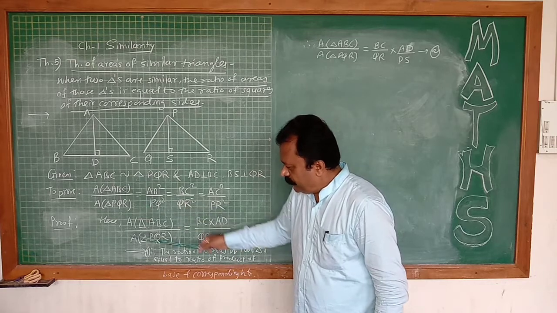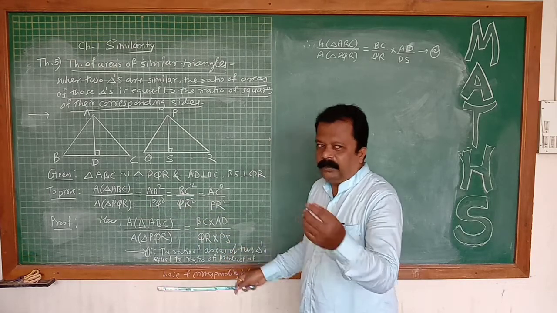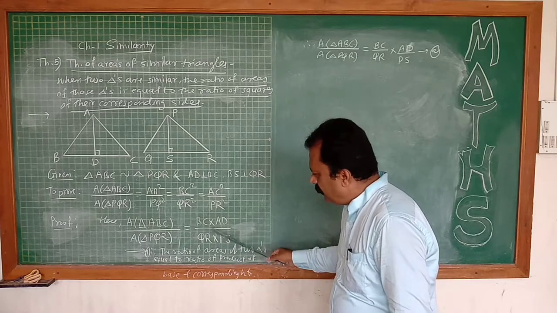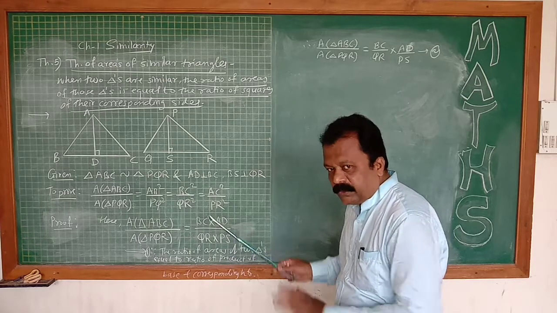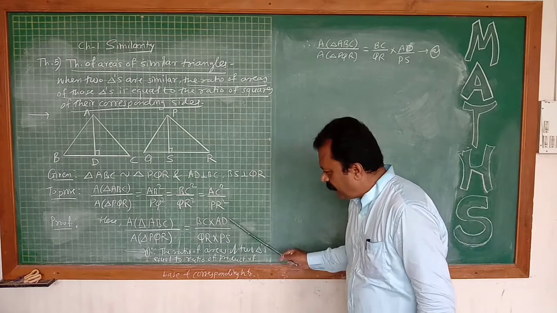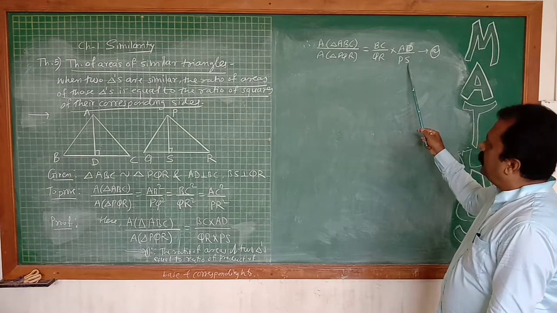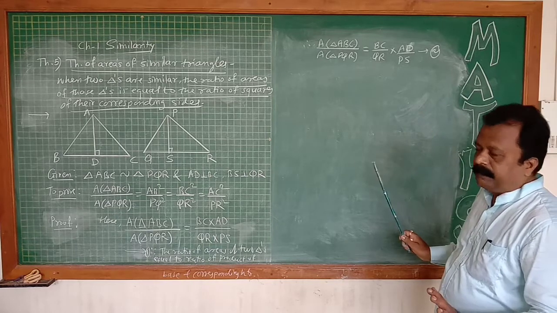According to the proof, we got this left side. Now the problem remains on the right side only. Now what is the right side? It looks complicated, so make separate ratios: BC upon QR into AD upon PS. I have separated it here: BC upon QR multiplied by AD upon PS.